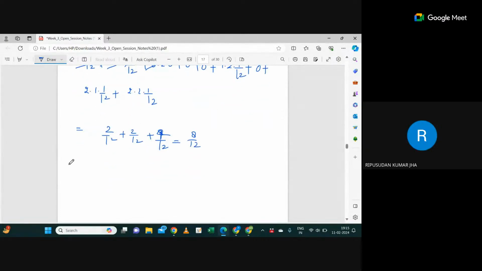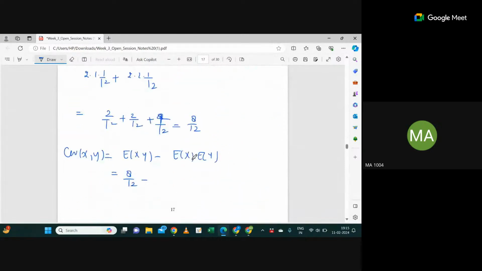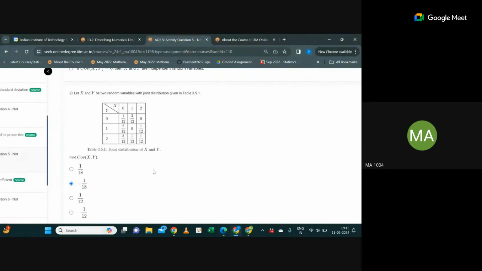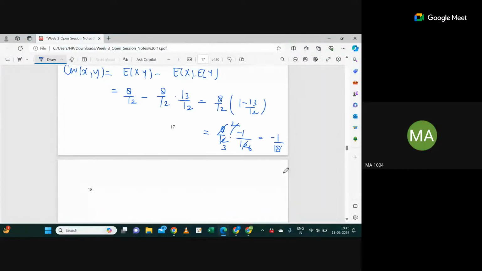So covariance is what? Expectation of x into y minus expectation of x into expectation of y. So it's 8 by 12 minus 8 by 12 into 13 by 12. So 8 by 12 I can take common. It will be 1 minus 13 by 12, which is nothing but 8 by 12 into minus 1 by 12. So minus 1 by 18. Is there any option? Yes, option B should be the correct one. So is this clear how you can compute the covariance?